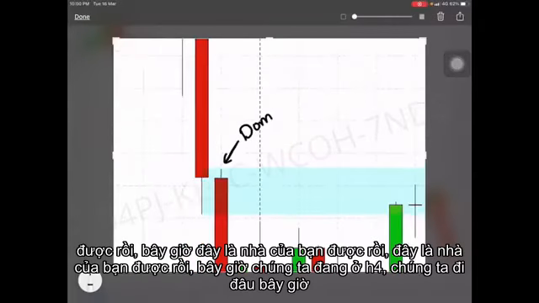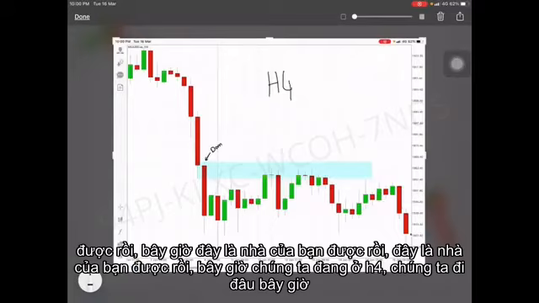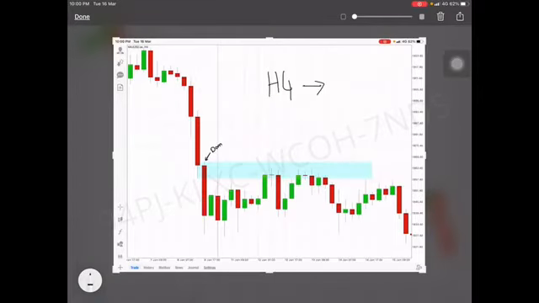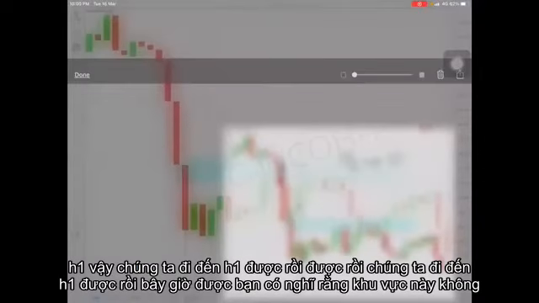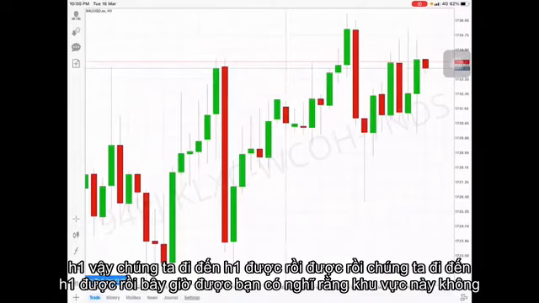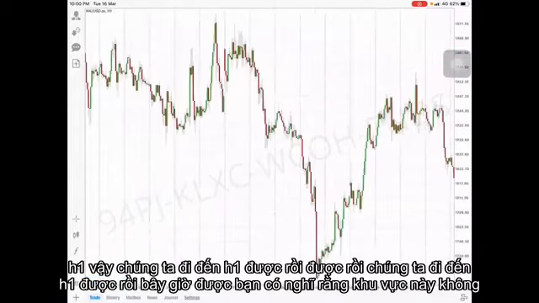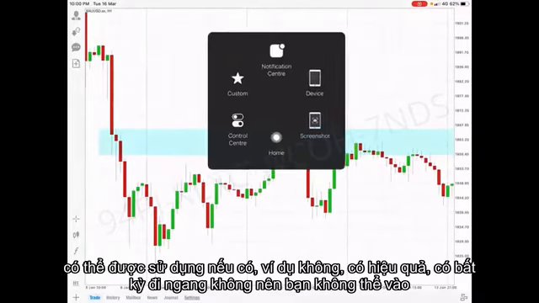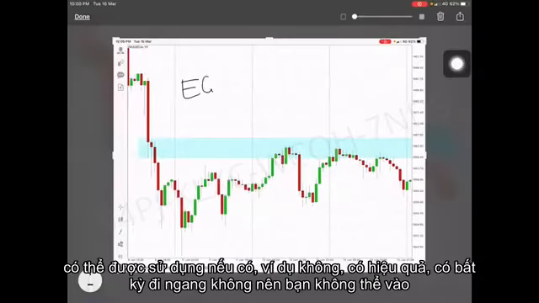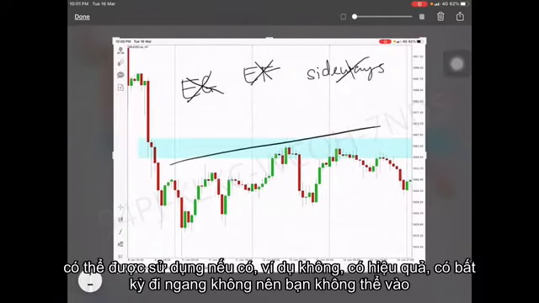Okay, so now we are on H4. Where do we go now? H1. So we go to H1. Now, do you think that this zone can be used? Is there any EG? No. Is there any EF? Is there any sideways? No. So you cannot enter at this place, okay?